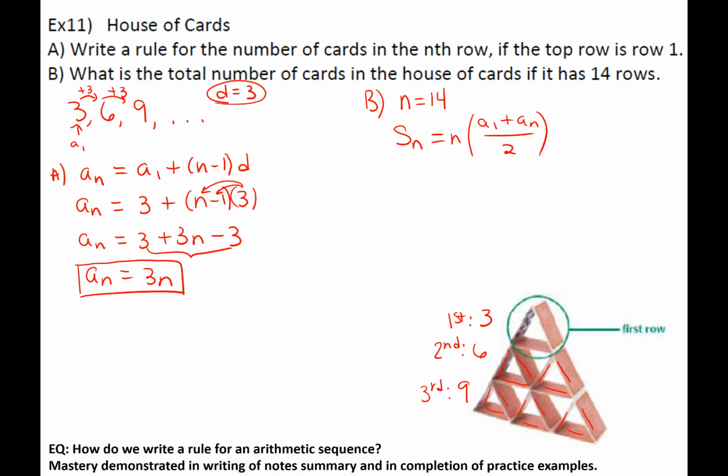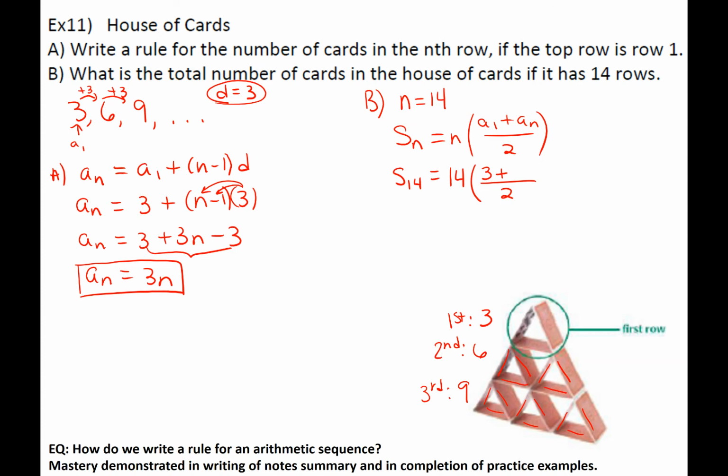Okay, and then we would need to plug in. So we need to know the first term, we need the last term, or the nth term, and the number of terms. So we know the number of terms is 14. That's what they're telling us. 14 terms. And then we know a sub 1 is 3. We already have that. The thing that we don't know is what is the last term, or the 14th row, how many cards are in that. We got to know that.